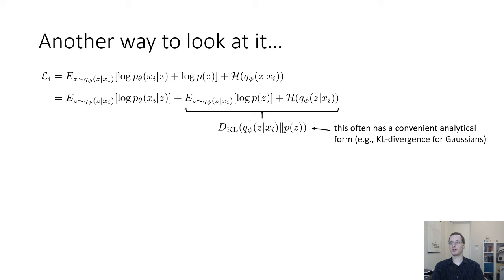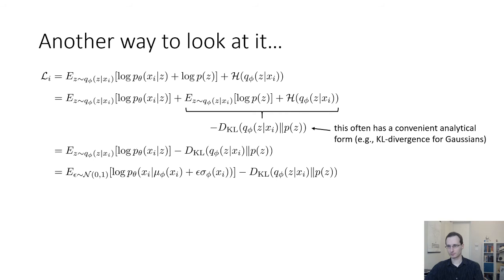And this KL divergence often has a very convenient analytical form. If both q phi of z given xi and p of z are Gaussian, the KL divergence between two Gaussians has a closed form expression that you could look up in a textbook or on Wikipedia. And it's just a formula that you can code up in TensorFlow or PyTorch, and it will calculate your derivatives for you. So it's very convenient to express the evidence lower bound like this, because all the hard stuff is basically in the first term. The second term is pretty easy. You just code up the formula for it, and you get the derivatives.